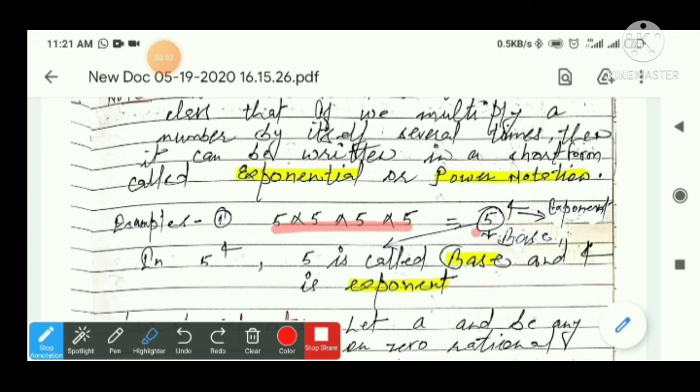So it will be 5 raised to the power 4. 4 will be called the exponent and 5 will be called the base. Okay, any problem? 4 is called the exponent and 5 is called the base.